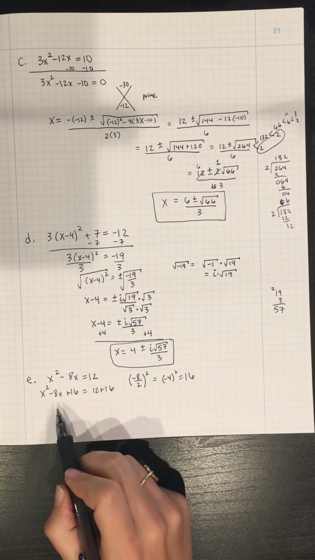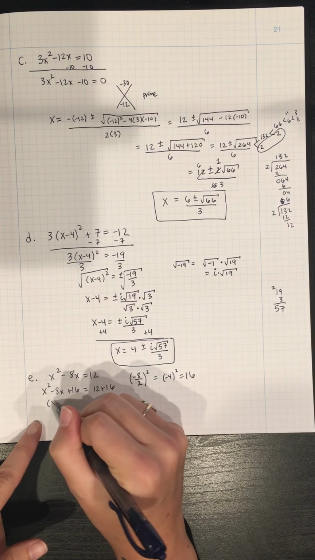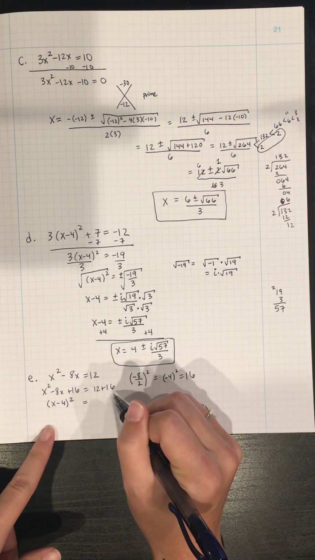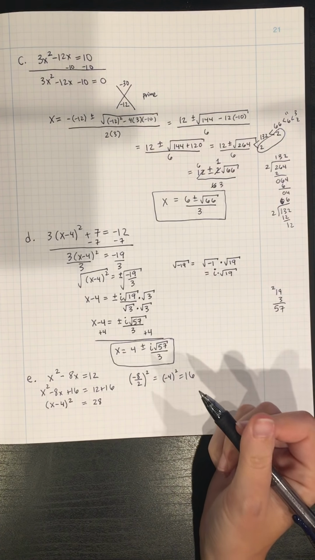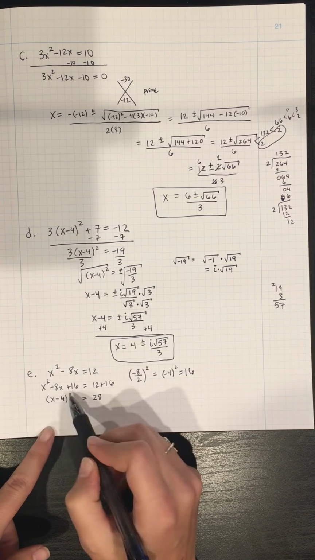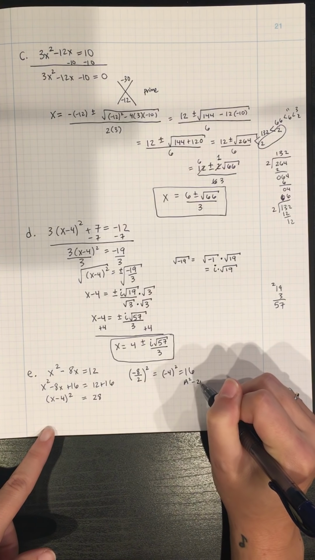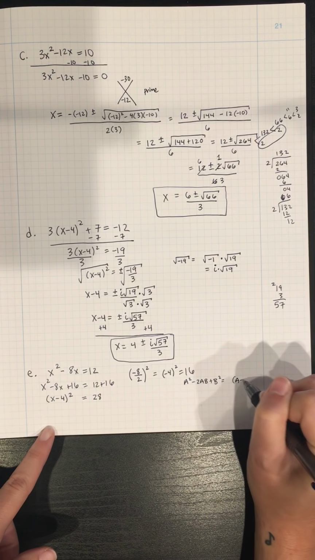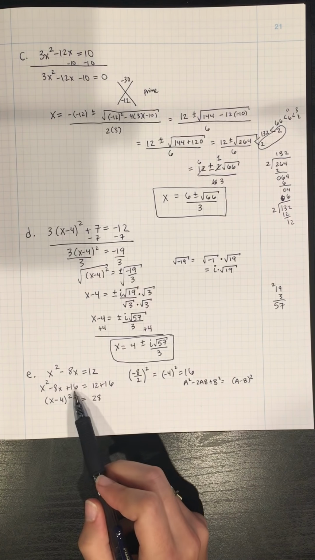So I've successfully completed the square on the left. This is now a perfect square trinomial that factors like x minus 4 squared. And on the right here, I've got 16 plus 12, which is 28. Just a reminder, factoring this perfect square trinomial, this is in the format of a squared minus 2ab plus b squared, and it factors like a minus b all squared. So that's how I factored from here to here.